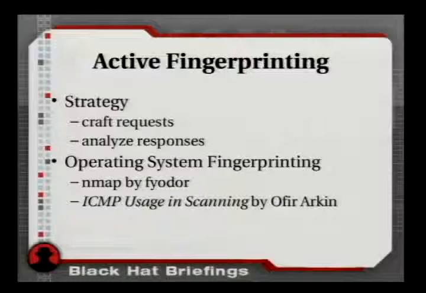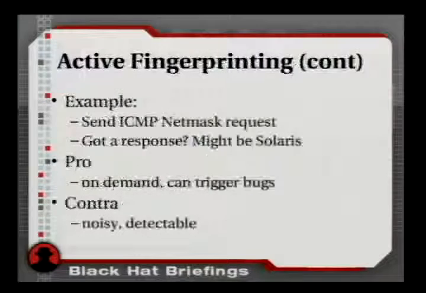If you're not talking about TCP flags, there's a paper called ICMP Uses in Scanning, which is pretty good. It uses ICMP messages. For instance, you send an ICMP netmask request, and if you get a response, chances are pretty high it's a SunOS box. You can trigger all sorts of bugs by sending random messages, but this can be detected really easily since you're sending superfluous messages that usually don't show up in regular signaling.